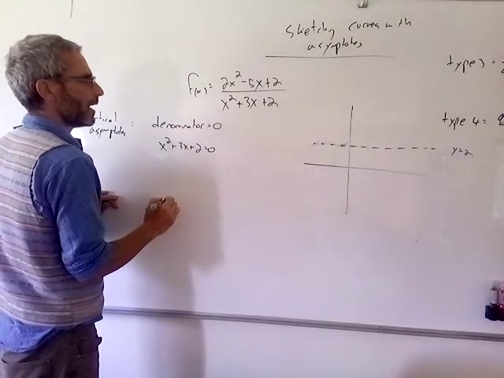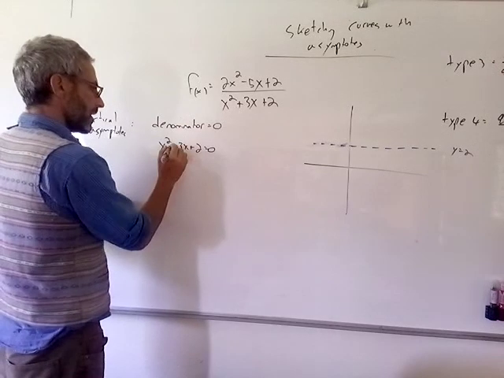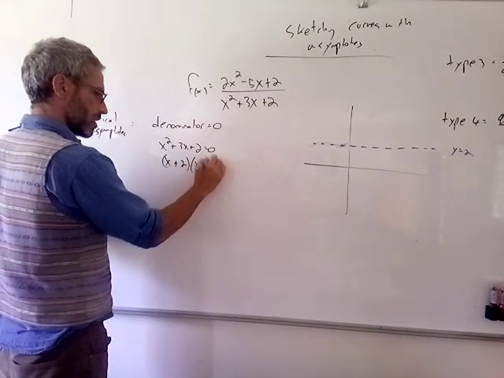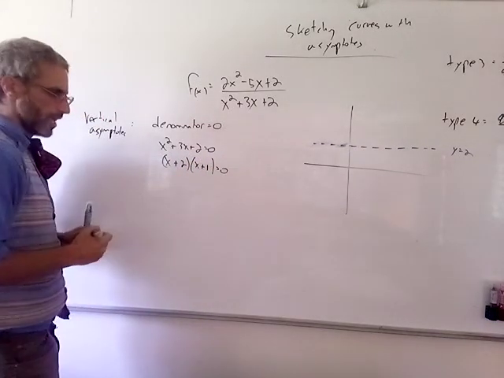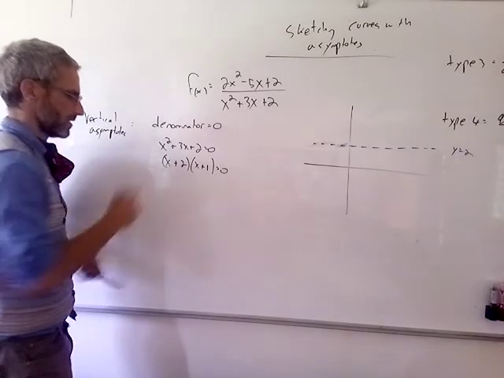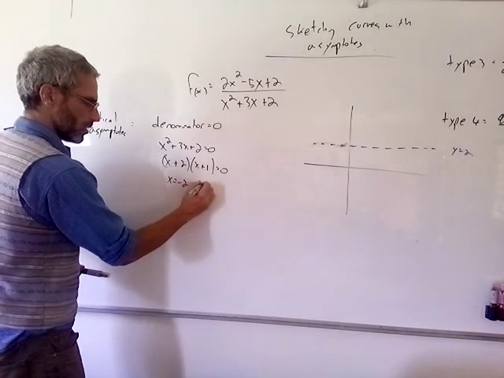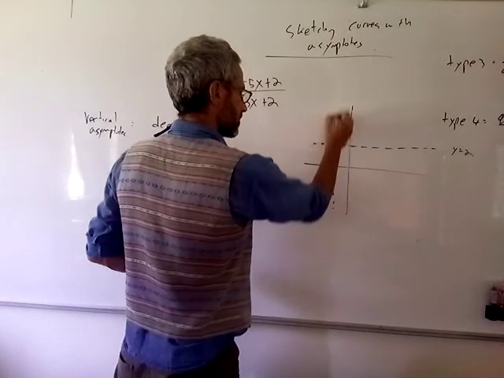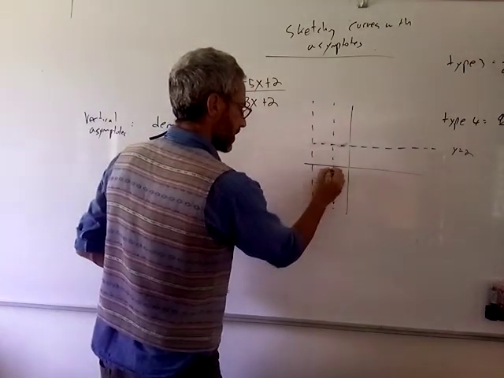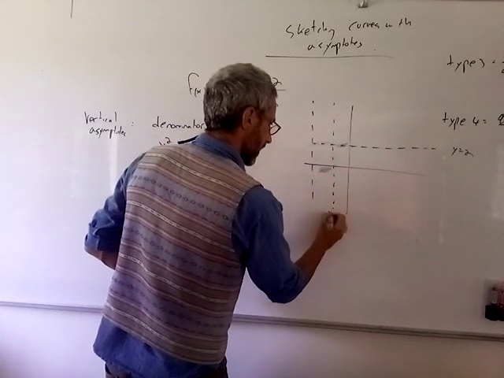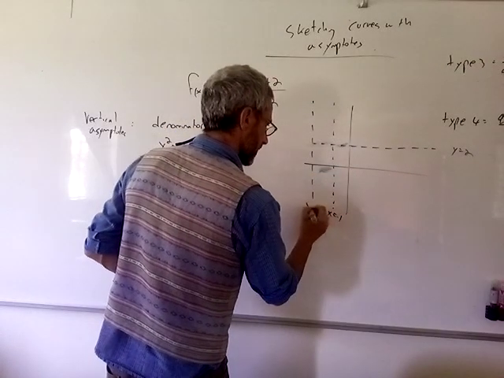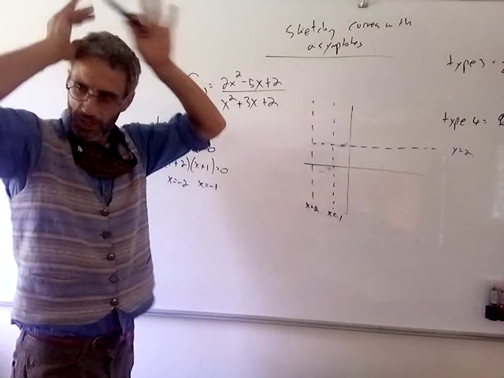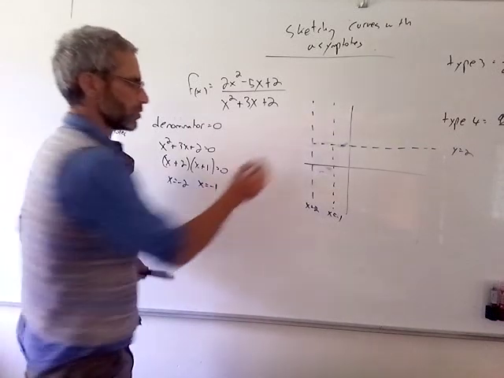And we just solve that. x plus 2, x plus 1 equals 0. We can see there's two asymptotes, isn't it? There's one at x equals minus 2 and one at x equals minus 1. So I'm going to draw them here: x equals minus 1, x equals minus 2. And I think it's always a good idea to write them so the examiner knows for sure you labeled all your asymptotes.